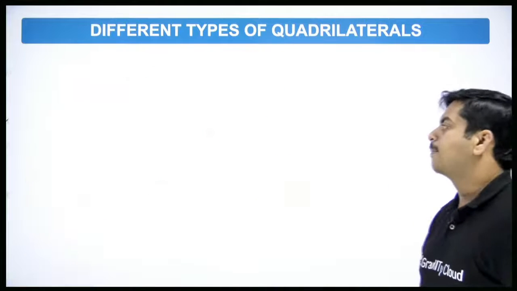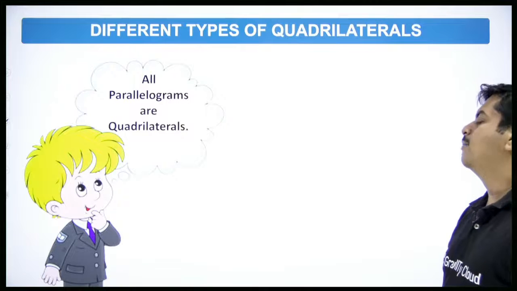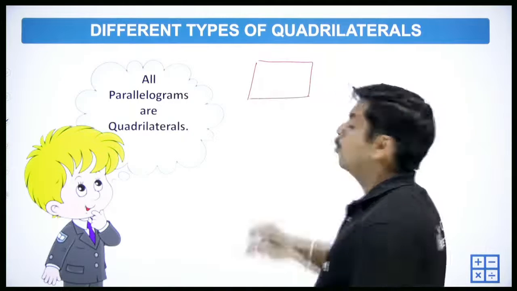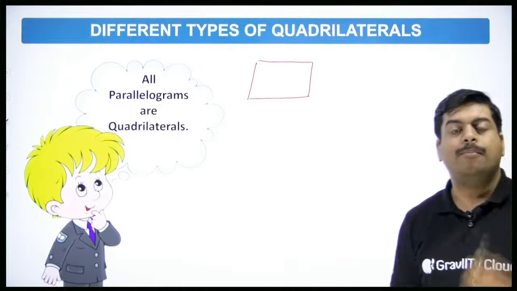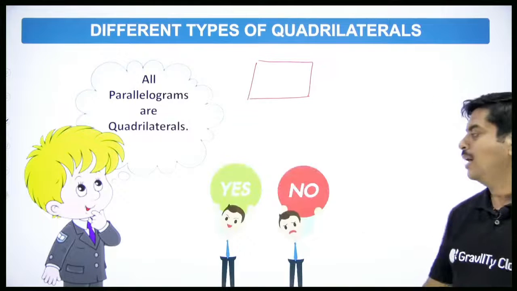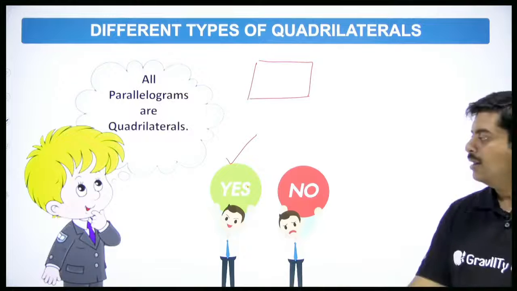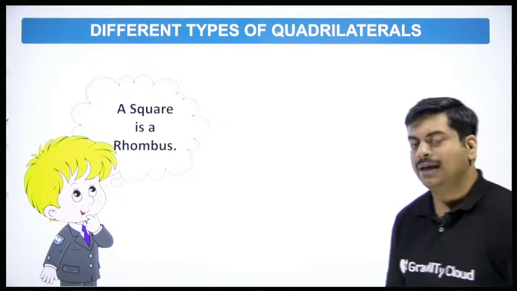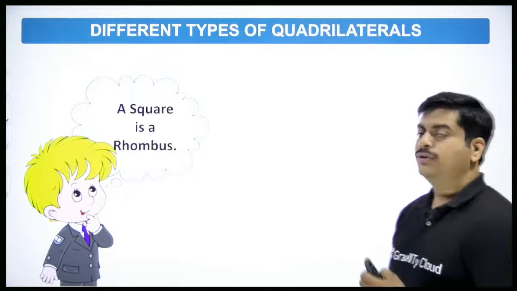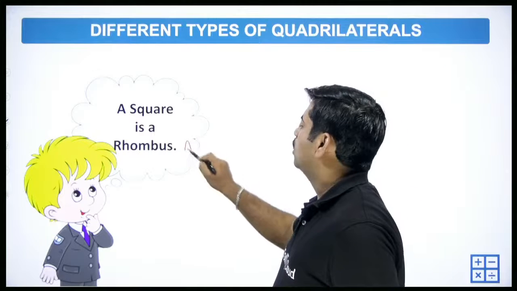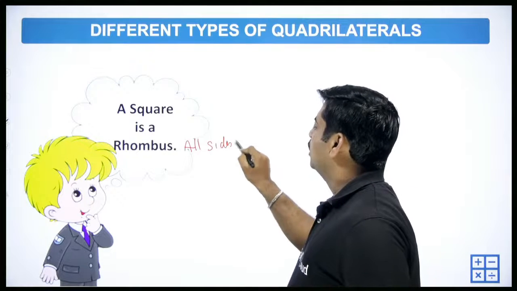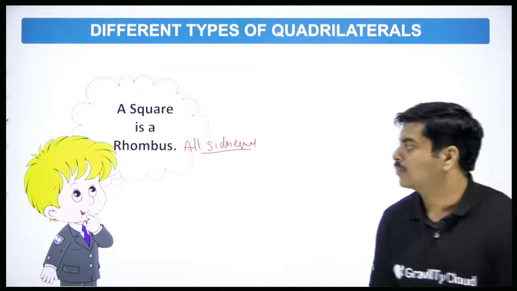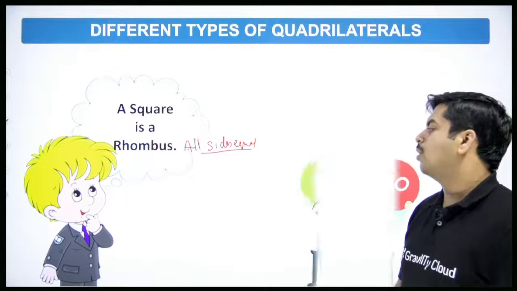Let's move forward to the next one. All parallelograms are quadrilaterals. Yes, of course, a parallelogram is a quadrilateral. You can have any type of parallelogram. A four-sided closed structure or four-sided polygon is always considered a quadrilateral, so the answer is yes. Next one. A square is a rhombus. Do you know that? What do you need to have a rhombus? Rhombus means all sides are equal. So in a square, do we have that structure? Yes, definitely. A square is a rhombus.